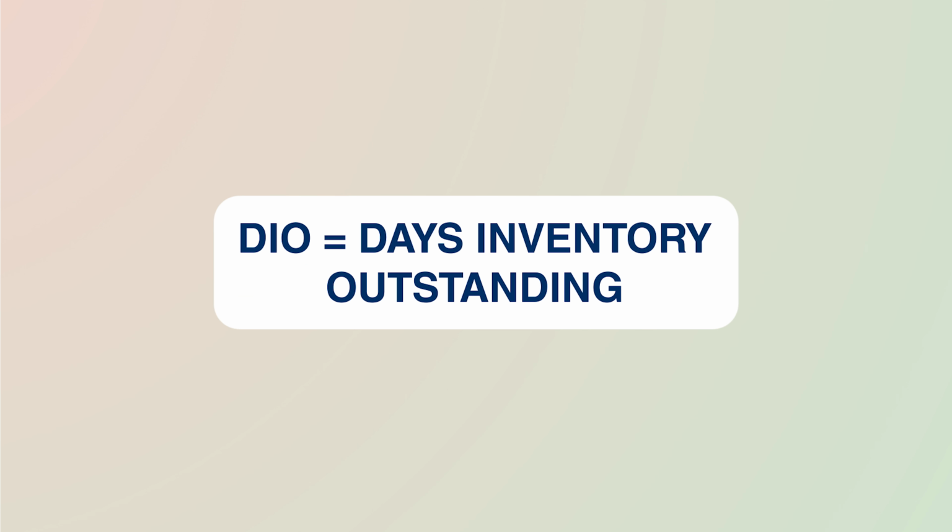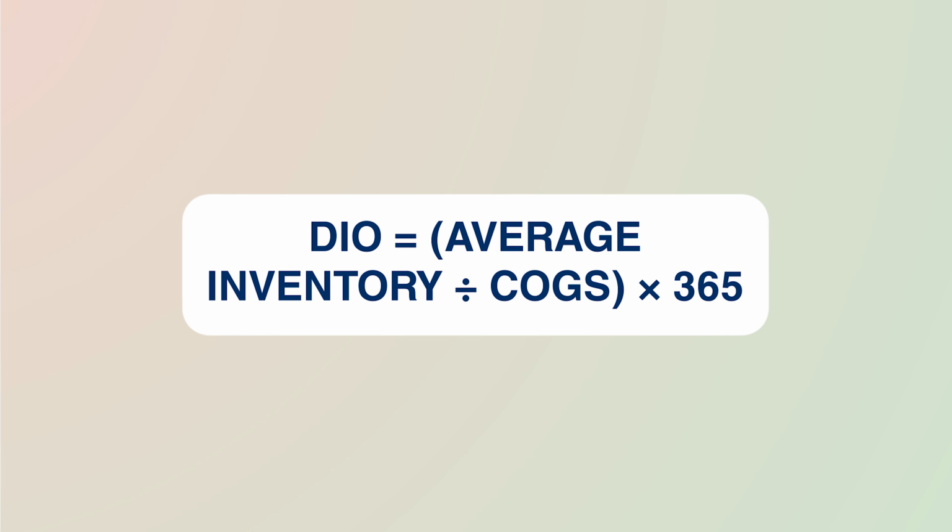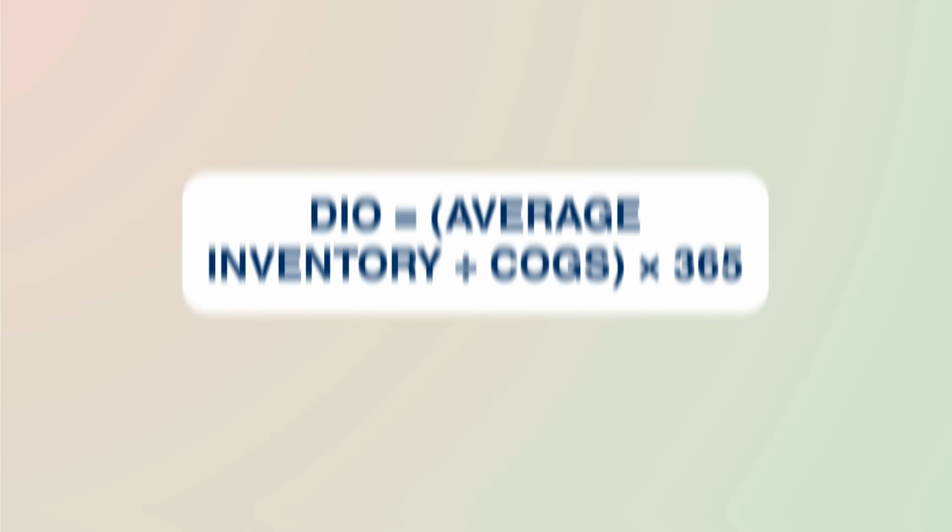First, DIO, Days Inventory Outstanding. This is how long your inventory sits before it sells. How many days does product live in your warehouse between arriving and leaving? DIO is equal to average inventory divided by COGS times 365. Take your average inventory value, divide by your annual cost of goods sold, multiply by 365.